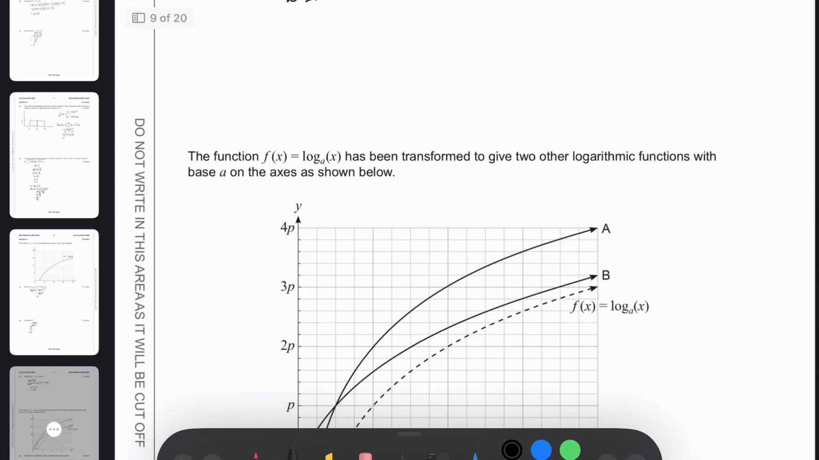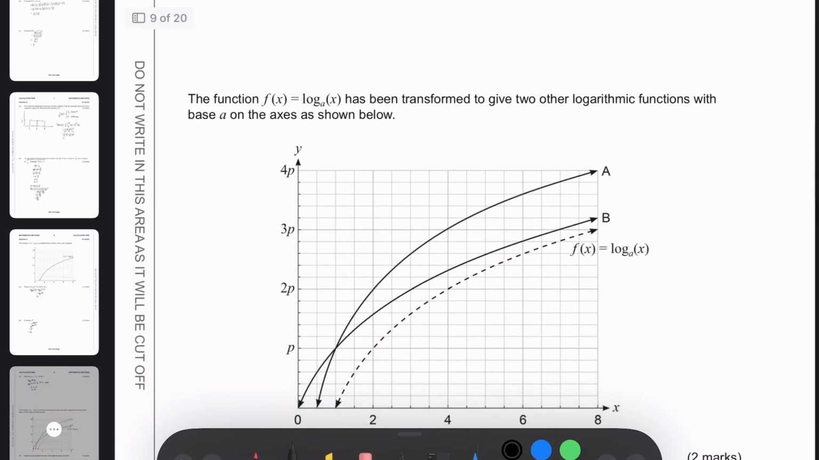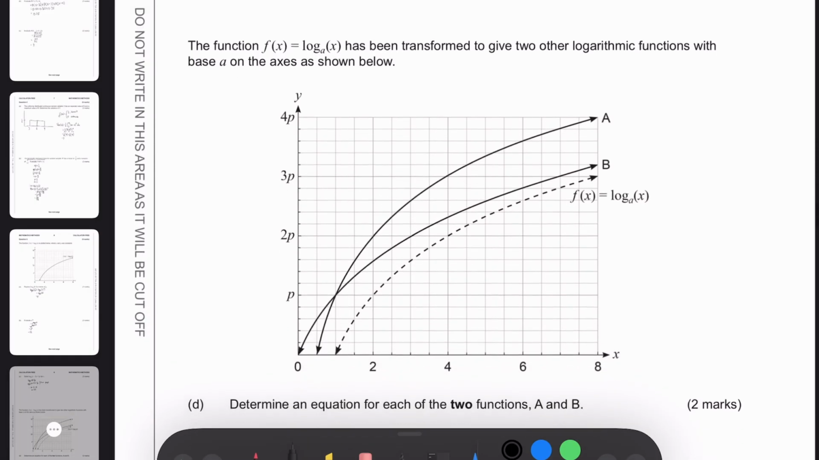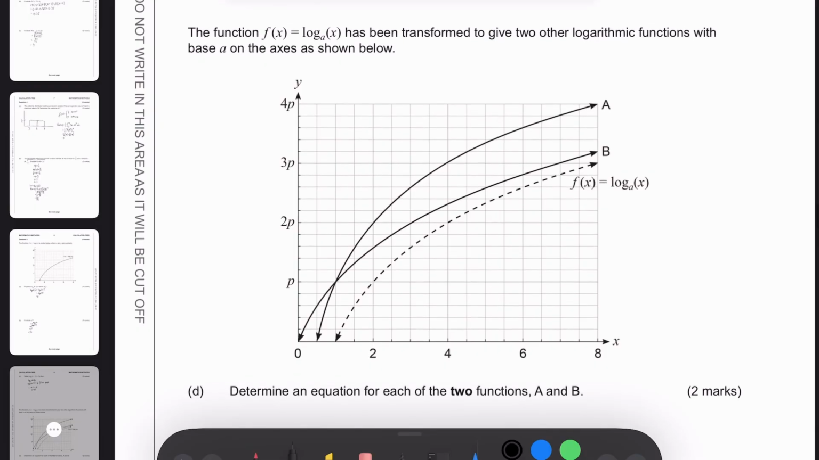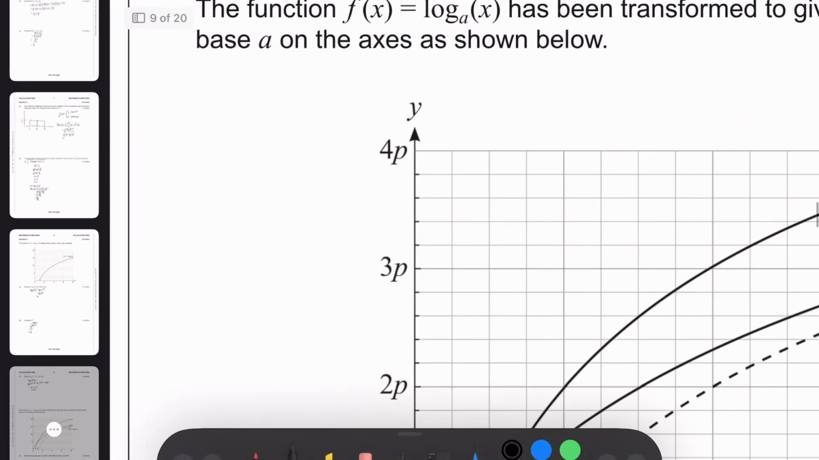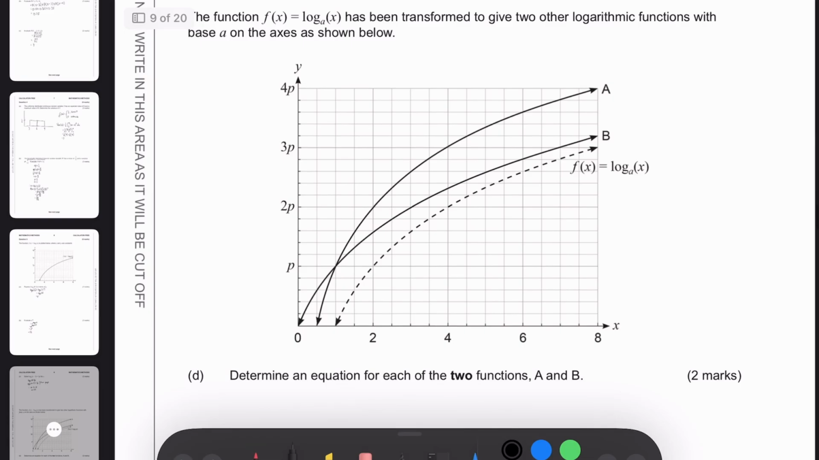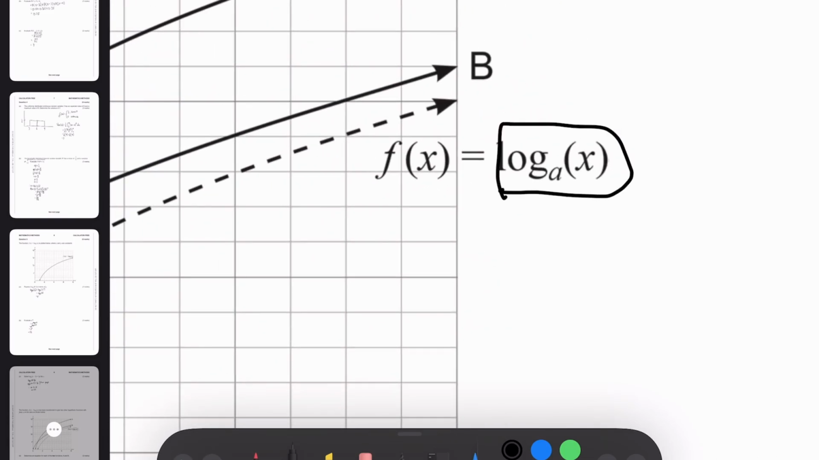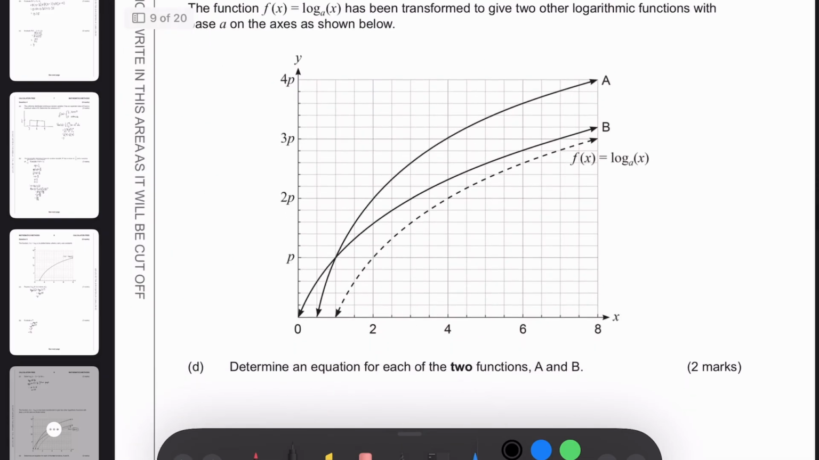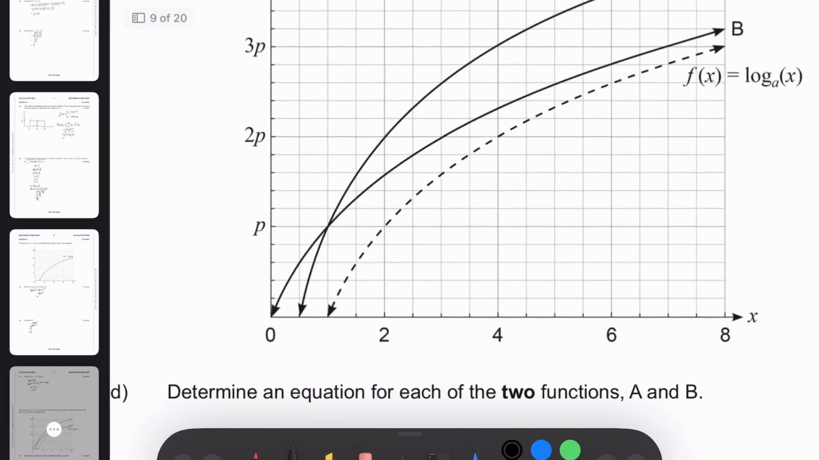Okay, the function f of x equal to log a of x has been transformed to give two other logarithm functions with base a on the axes as shown below. Now, base a means that it's the same like the initial base function here. Okay, determine an equation for each of the two functions, a and b.